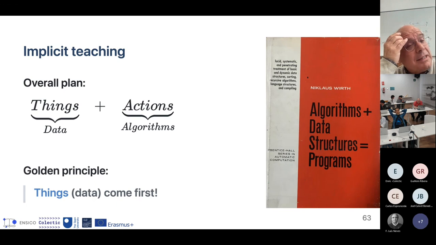Well, if you look at this dichotomy between things and actions, this dichotomy, as I said, is inherent in programming. The things are the data, the actions are the algorithms. There's this famous book by Niklas Wirth, Algorithms plus data structures equal programs. And this equation is actually very true. These are the ingredients of a program, although he admitted that the title would read better if it were written data structures plus algorithms are programs, giving priority to data. So again, I mentioned the golden principle that things, data, come first.